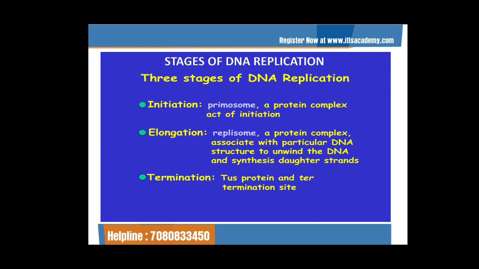In the elongation, the dNTPs are added to the daughter strand, and the complex is known as the replisome. The termination of DNA replication is done by a particular protein, known as the Tus protein, and termination occurs at a particular site, known as the Ter termination site.